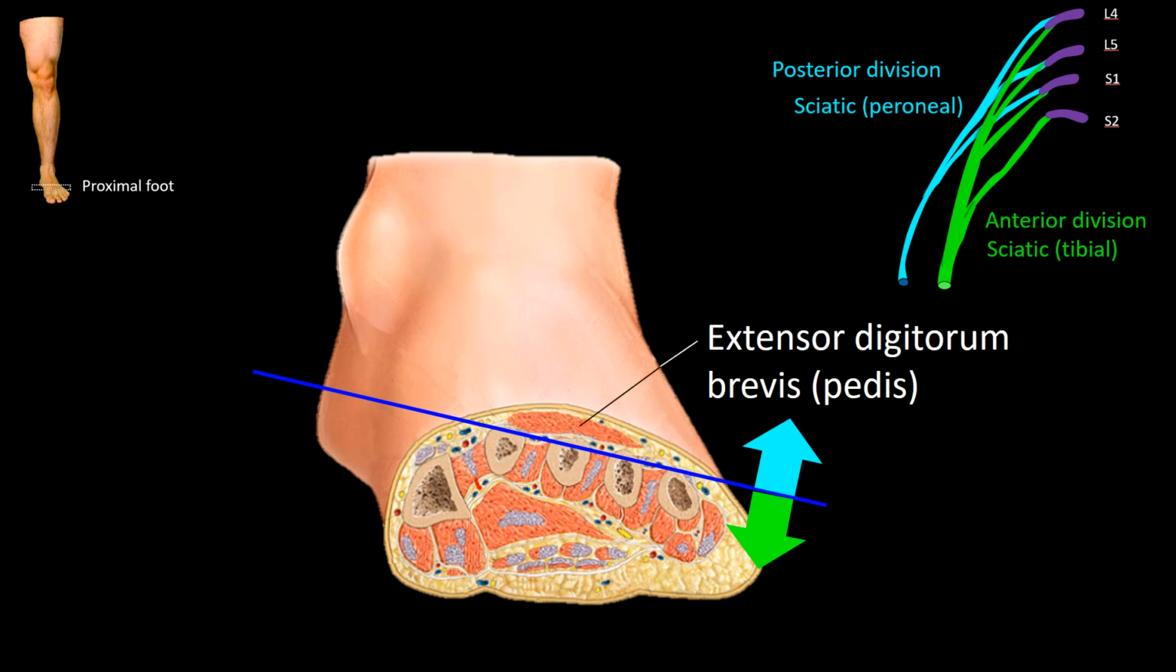The only muscle above the line, and usually the only muscle of the foot innervated by the peroneal nerve, is the extensor digitorum brevis, as we have previously mentioned. All the muscles below the line are innervated by the tibial nerve.